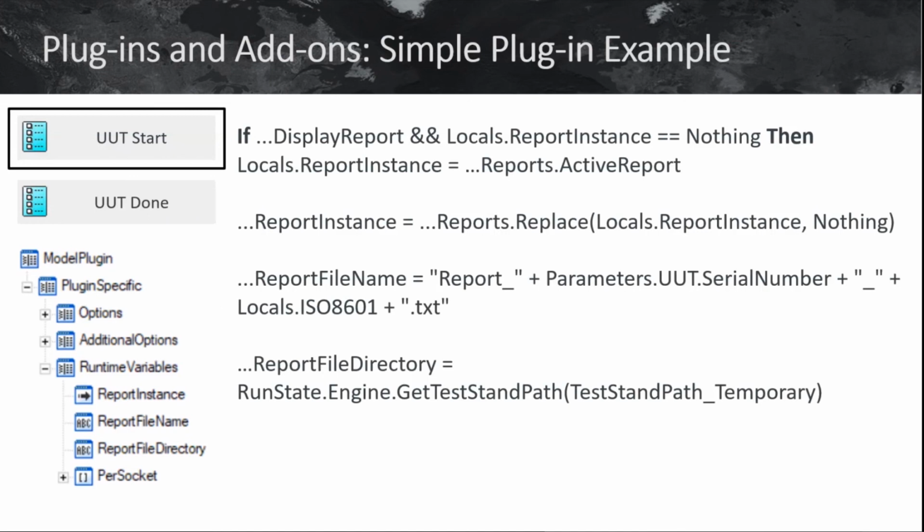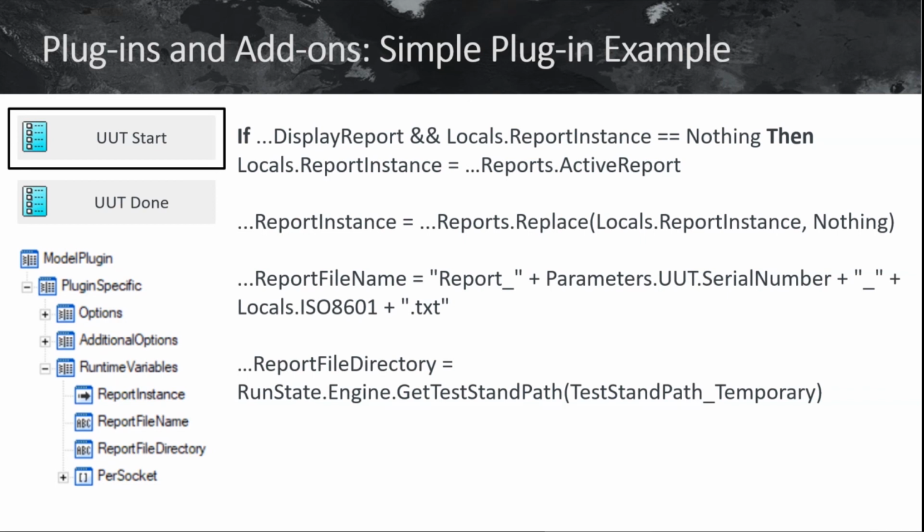So in the UT start, first of all, we want to create a report instance. That's a plugin-specific runtime variable, the report instance object. To do it, we need to juggle with this active report object, and that's by default how it's done in TestStand. So we try to find the active report and replace it with our new instance. Reports replace creates a new report instance if we do not specify anything. So by calling reports replace, we can either create a new report instance or replace the active report inside of the reports collection with our new report instance. That's kind of tricky, but that's how it works.